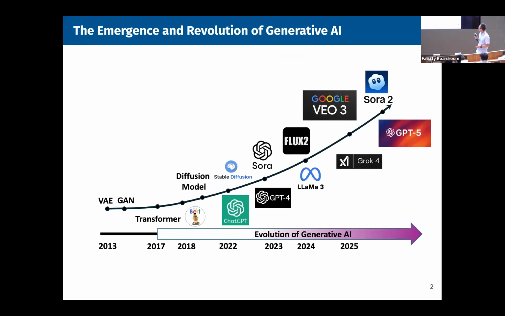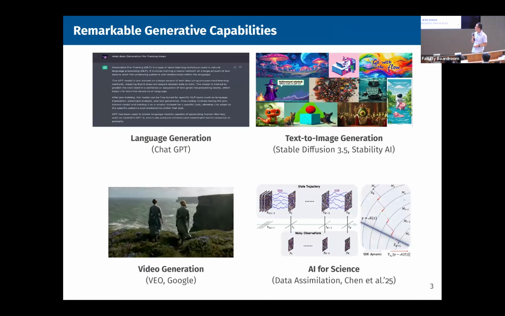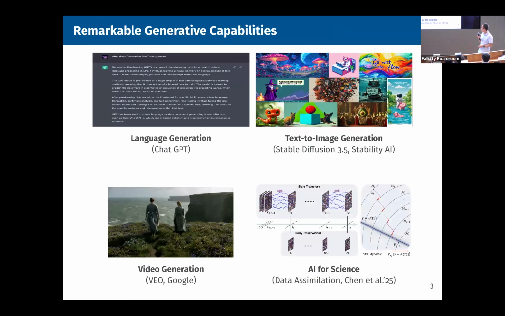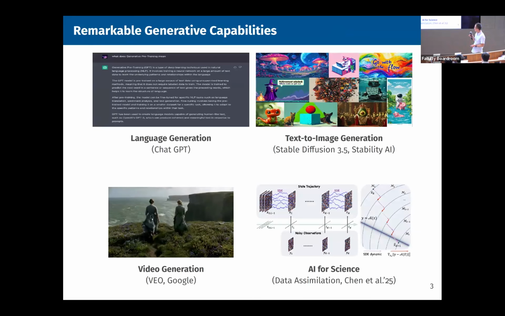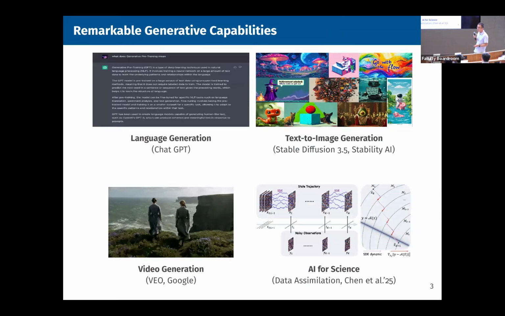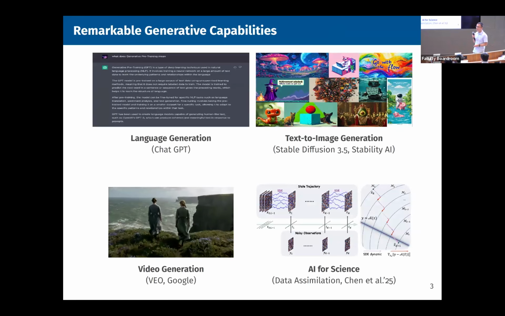So I don't think I need to introduce the trend of generative AI in the past 10 years, right? From language models to vision generative models, these diffusion models really enable a lot of remarkable generation capabilities, from language generation to text-to-image generation and video generation, and they have also accelerated AI for scientific discovery.